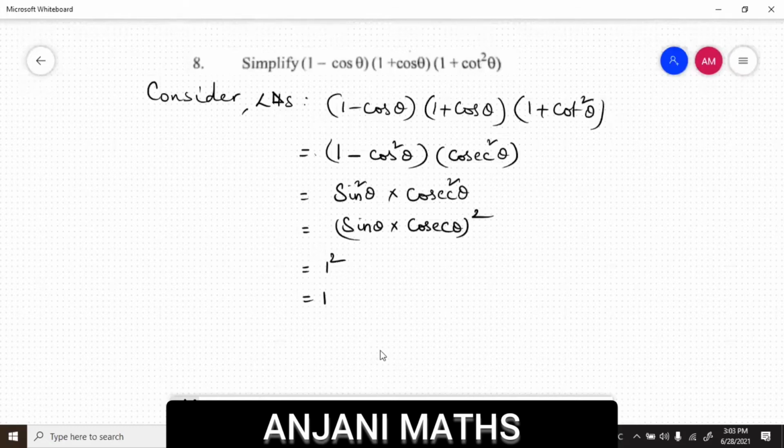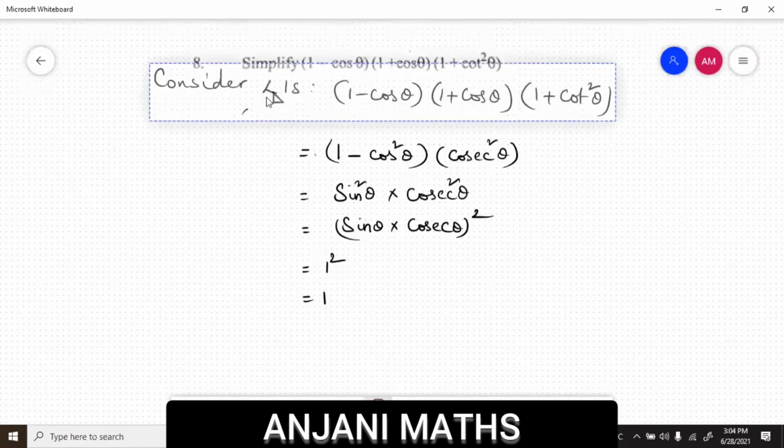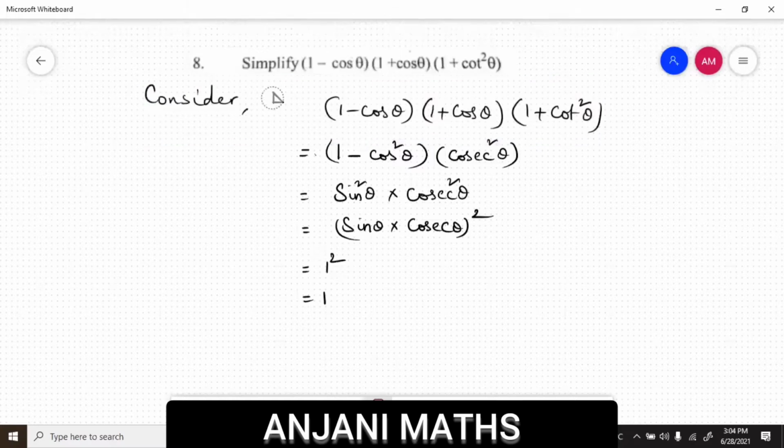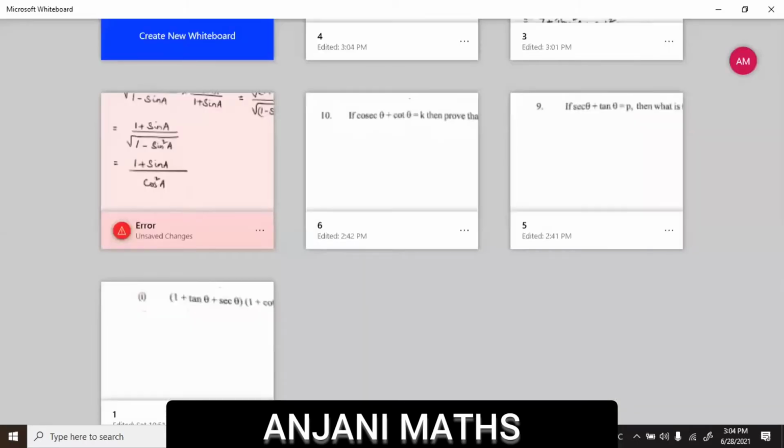So they have not given to prove. So consider this equation. Consider the given one. So in this way, we simplified it and we got 1. Let us move to the next one.